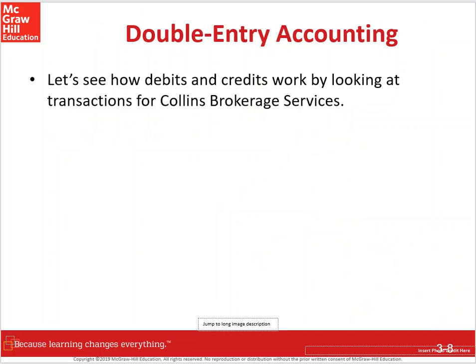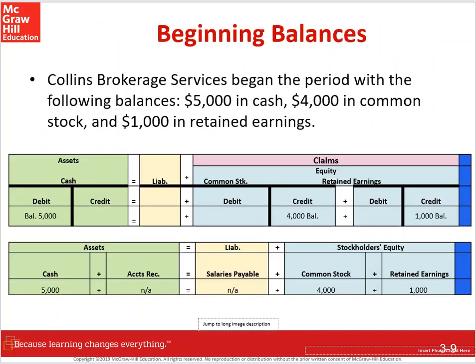We're going to be looking at transactions for Collins Brokerage Services. And as we do this, I want to be careful that we remove our old terminology of increase and decrease, and we replace it carefully with debits and credits. So first we have Collins Brokerage Services. They began the period with the following balances: $5,000 in cash, $4,000 in common stock, and $1,000 in retained earnings.